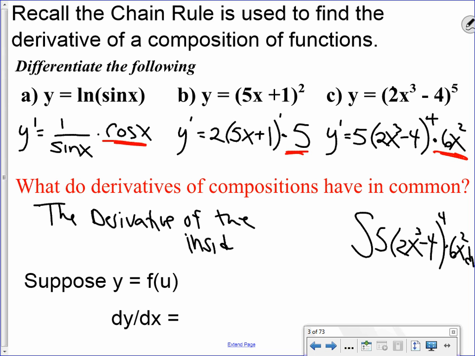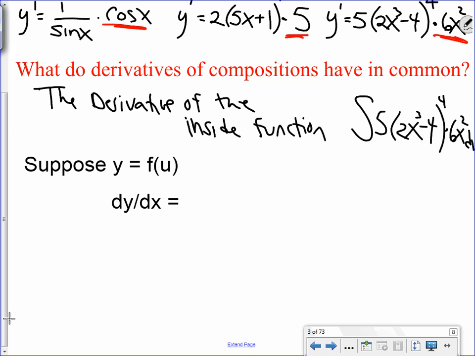It'll make more sense when you see it. Suppose y equals some function of u, and u is a function of x. What would the derivative dy/dx equal? Let's use the chain rule. So what would you do first to get the derivative of f of u? Right? You take the derivative of the function, you leave the inside alone, times u prime, or times du/dx. I'm going to use du/dx today.